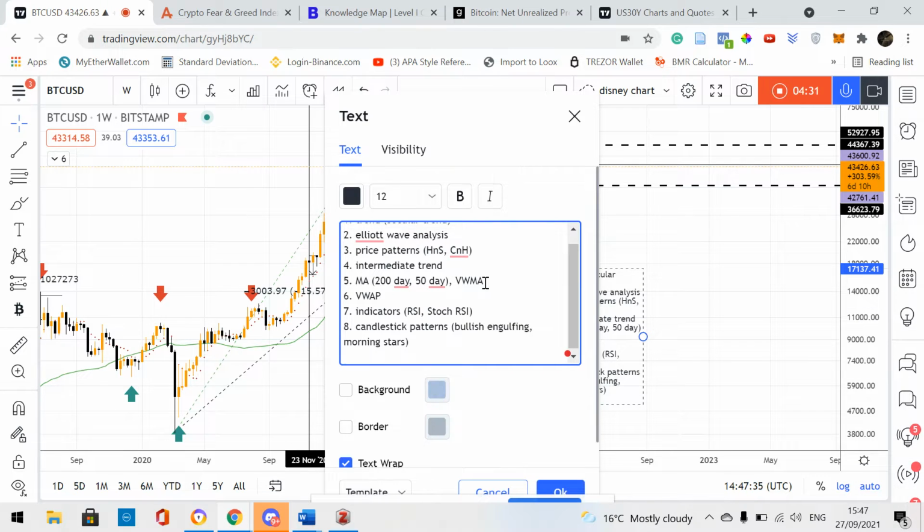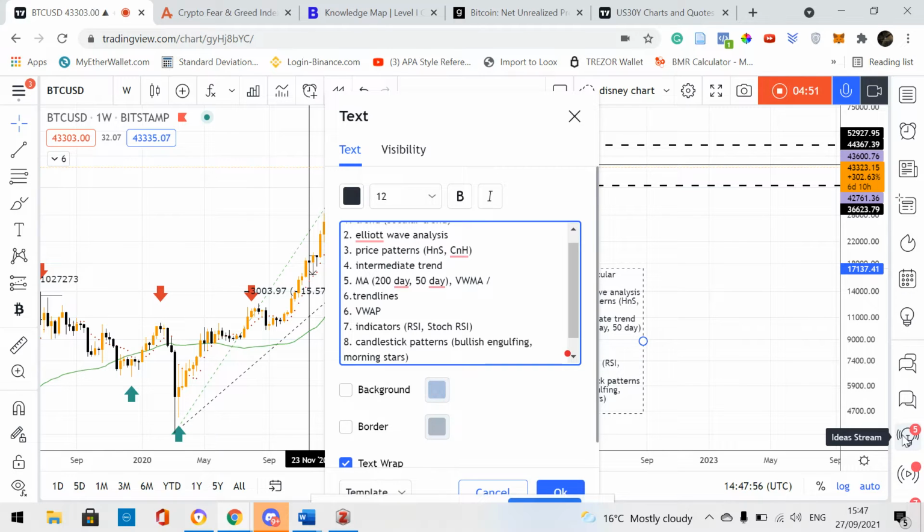Also, I just want to put it here, the trend lines. I always look at the trend lines, horizontal and diagonal. So let's put it in another box here. So trend lines, diagonal, and horizontal.